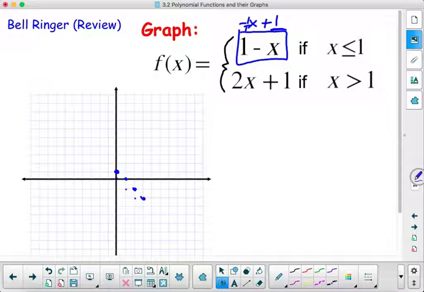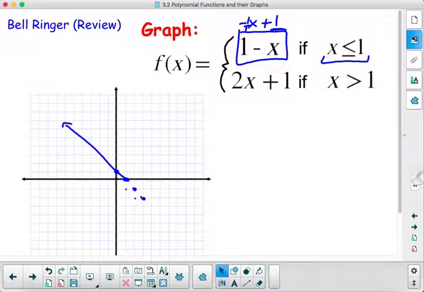through those points, but the only stipulation again is this is piecewise, and I have to make sure I draw my line for only x's that are less than or equal to 1. So 1's right here. And so I'm going to start there, and I'm going to draw everything that's less than that as I go this way. Not a very straight line, but it's a line.